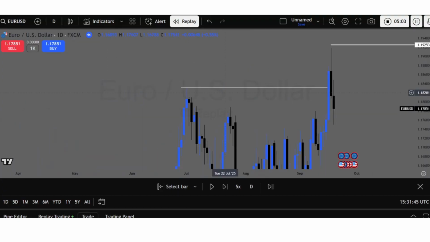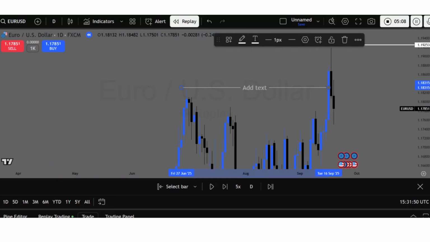A break of structure, guys, is breaking the high or breaking the low because we're breaking the structure. Because if we didn't break it, it was going to be a market structure, right? But since we broke it, it is a break of structure because we broke the structure.